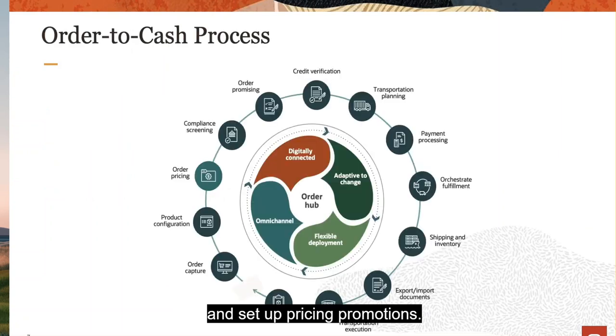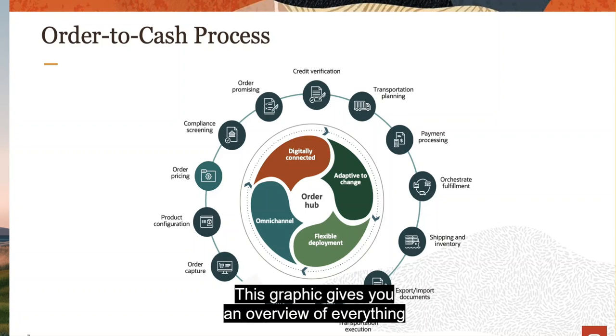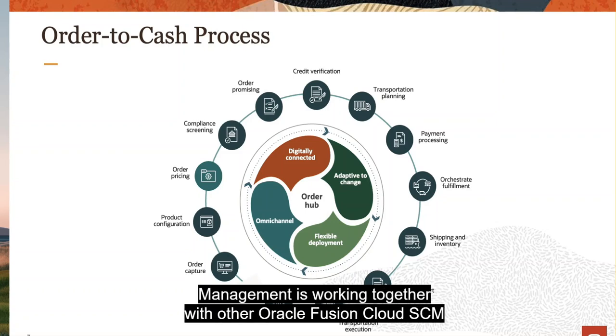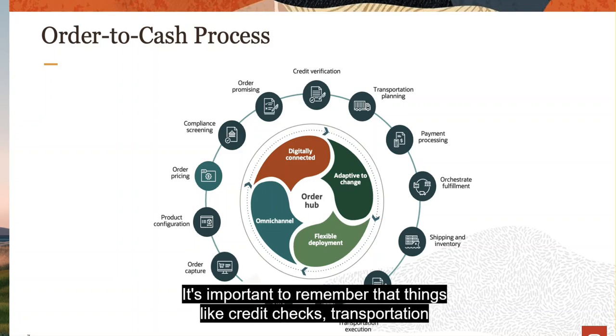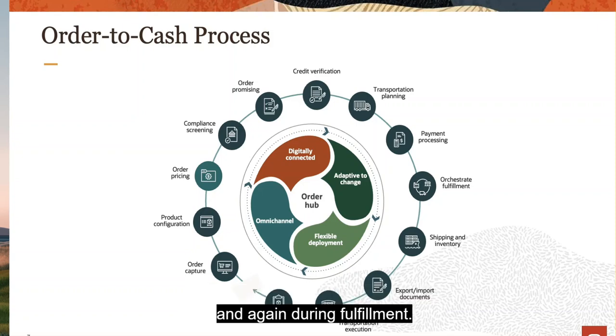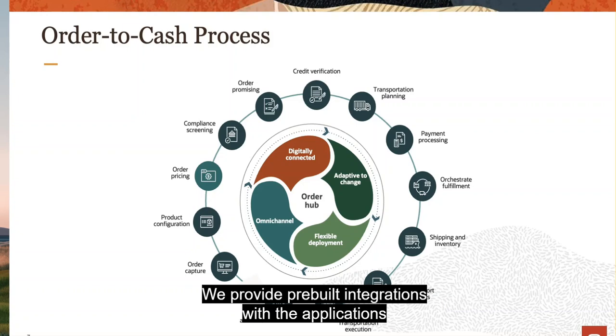This graphic gives you an overview of everything that's included in the order-to-cash process. You get access to all these features when Oracle Fusion Cloud Order Management is working together with other Oracle Fusion Cloud SCM applications. It's important to remember that things like credit checks, transportation planning, and compliance screening can happen both at order submission and again during fulfillment. We provide pre-built integrations with the applications you see here to help support the entire order-to-cash workflow.